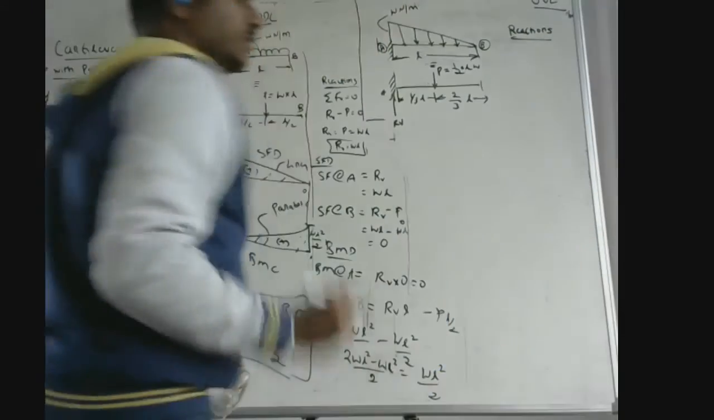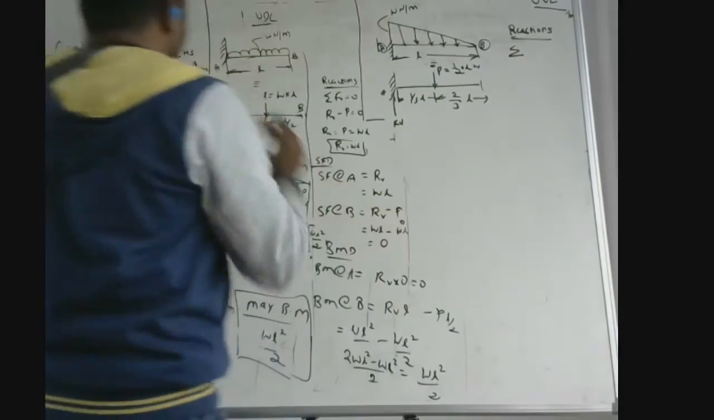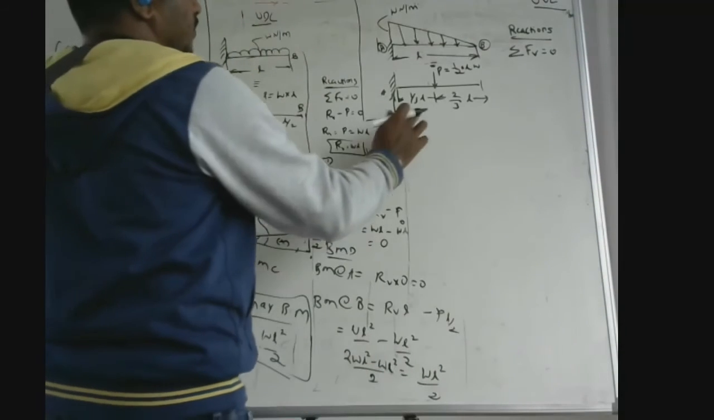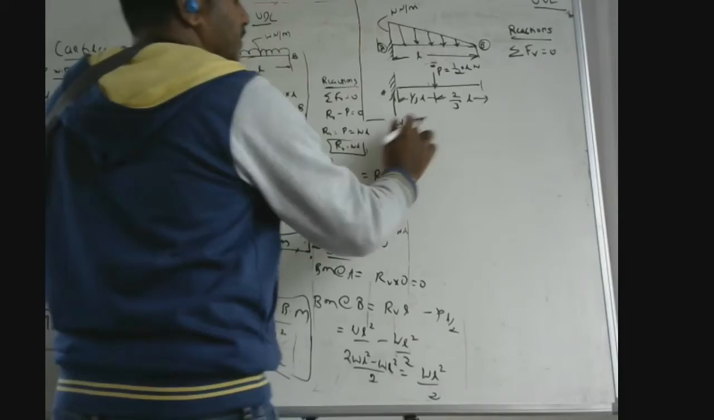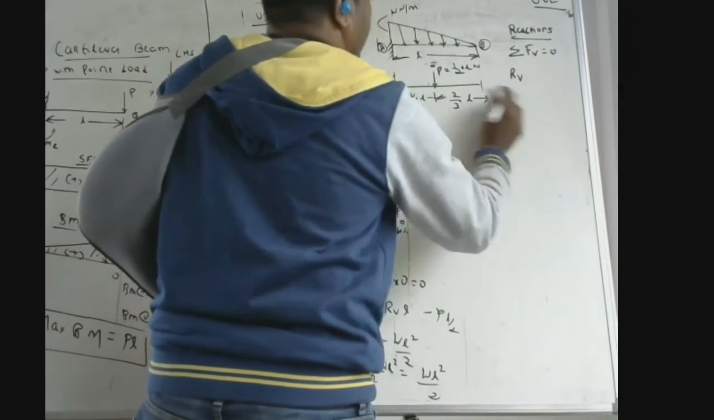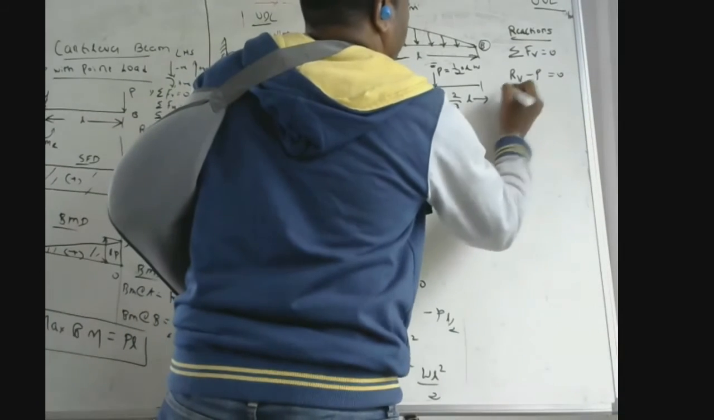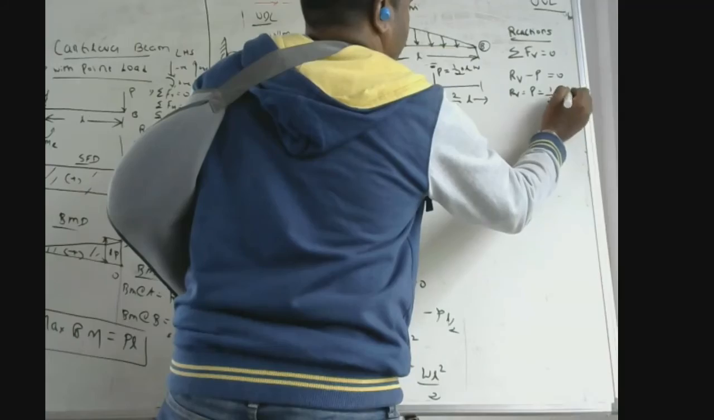With respect to the reactions, RV, the equilibrium equation is first the summation of vertical forces. What are the vertical forces? With respect to this figure, we need to refer now. One is plus RV, which is upward, and minus the downward force P, which is nothing but half into W into L.